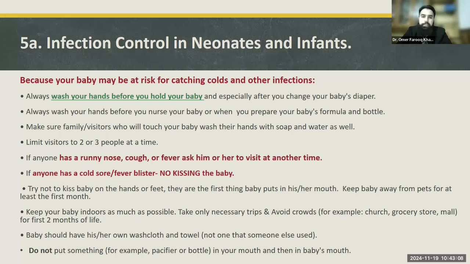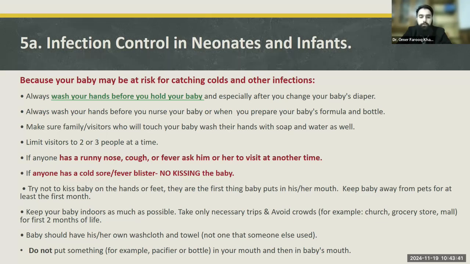But as WHO says, you can keep away from the pets for at least first month. But in my clinical practice, I always advise to keep the baby away from pets for at least first 3 months of life, so their immune system gets developed before they introduce themselves to some pet. Keep your baby indoors as much as possible, especially first 40 days of life. Take only necessary trips and avoid crowds. For example, church, grocery store, mall for first 2 months of life.